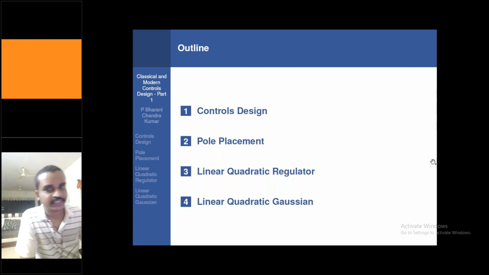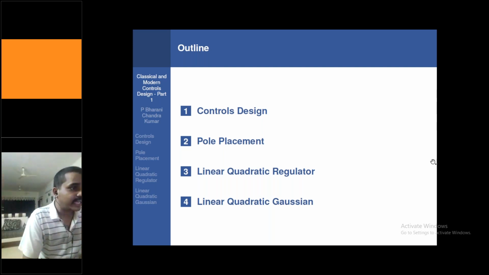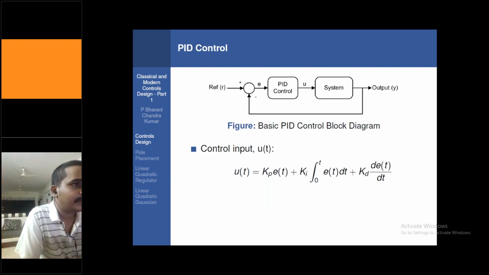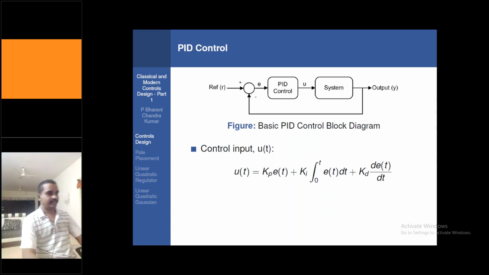The control designs. What I will be going to discuss is the PID controller, pole placement, LQR, and LQG. So this is a very fundamental block diagram of the control systems. Very simple, very basic PID controller. But in realistic cases, you will not see this simple PID controller, because you'll be having the actuators, sensors, and lots of other complex blocks.